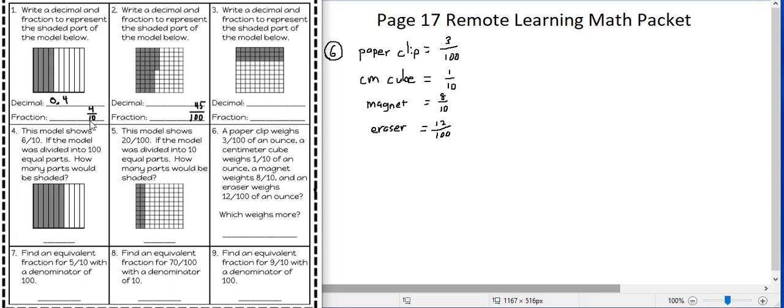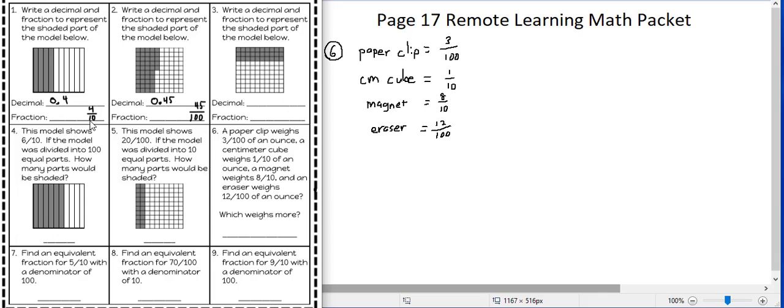Again, I know that it's less than 1, so it's going to be a 0, and then point, and then it's just going to be 45. There's 4 tenths and 5 hundredths. So 45 hundredths is how you would say this. So this would be 0 and 45 hundredths.